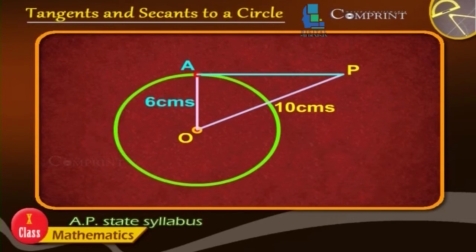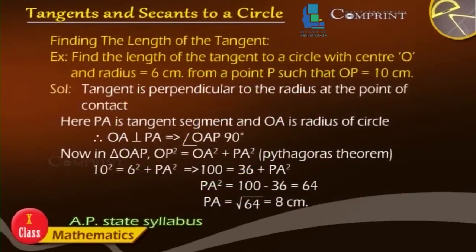Tangent is perpendicular to the radius at the point of contact. Here, PA is the tangent segment and OA is the radius of the circle. Therefore, OA is perpendicular to PA, so angle OAP is equal to 90 degrees. Now, in triangle OAP, OP squared is equal to OA squared plus PA squared.